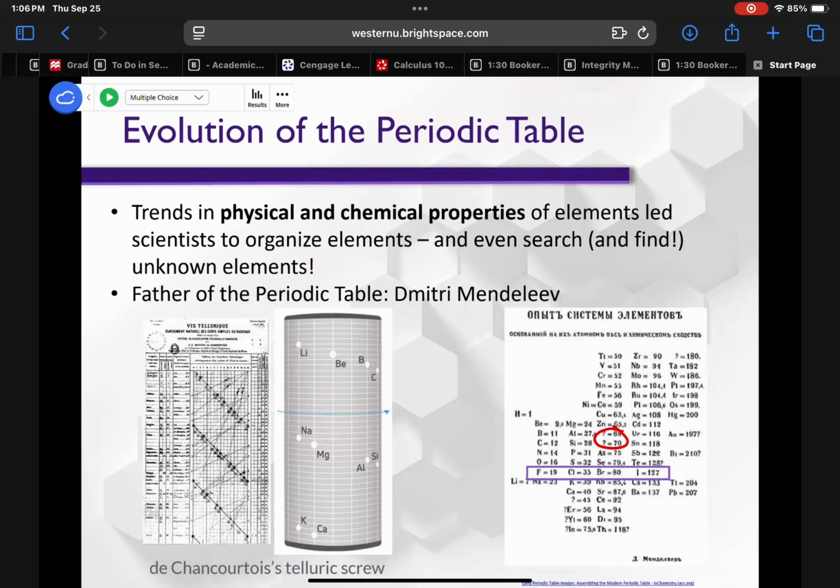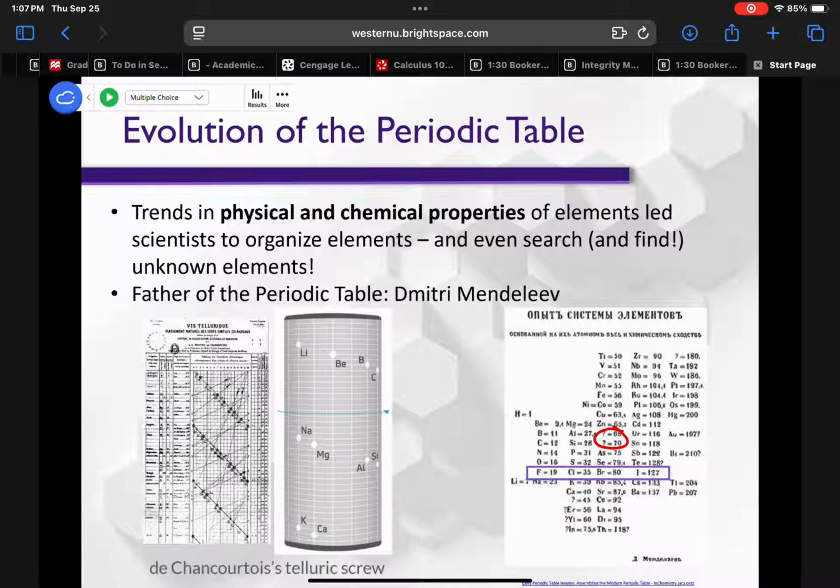And anyway, they ended up identifying all these different elements, but they left spaces saying, you know what? We don't have an element that we know of that fits in this mass range with this type of property period that we have happening. So scientists are like, this is cool, I'm going to go look for that. And that's how they found some of the elements that hadn't yet been discovered, because they knew what mass they were looking for. They knew the type of chemical properties they were looking for.